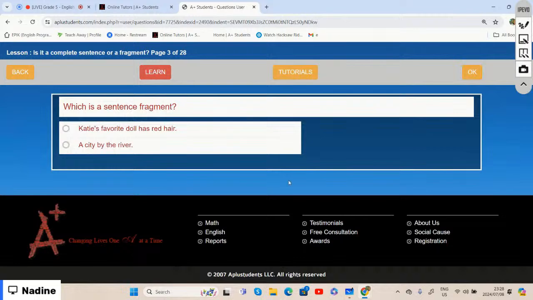All right. So which sentence is a fragment? It is either missing a subject or it's missing a verb. Is it option one, Katie's favorite doll has red hair? Or option two, a city by the river? And what is it missing?